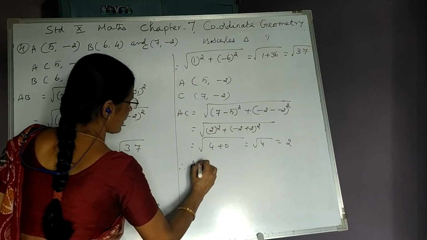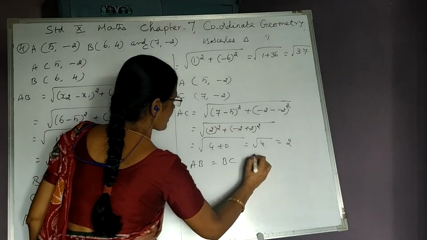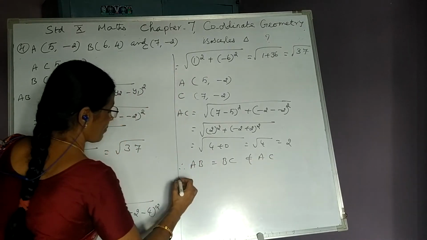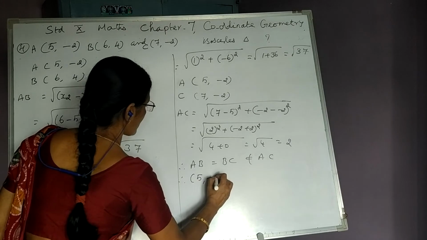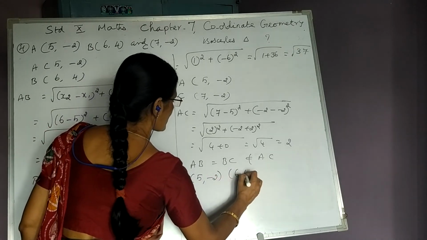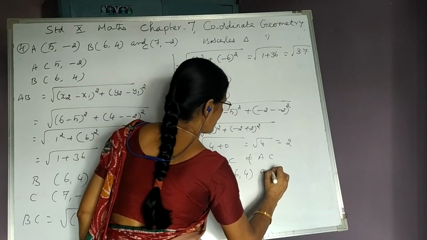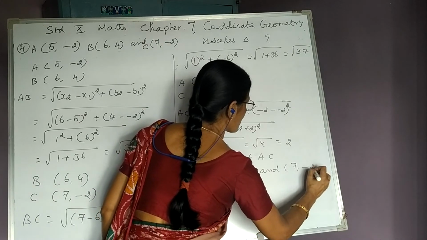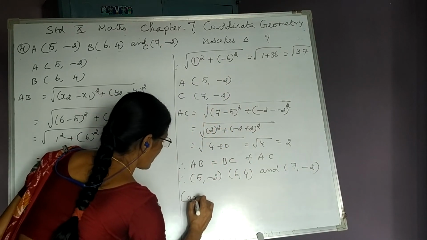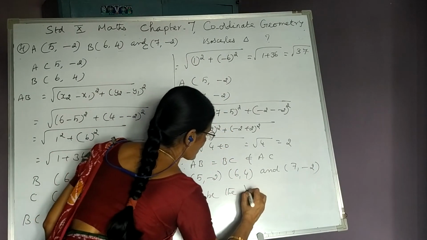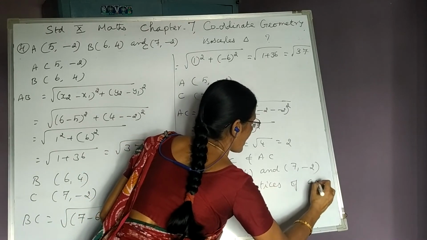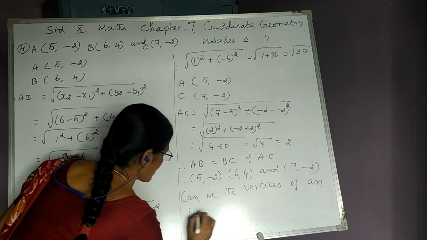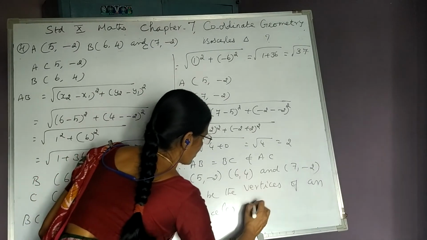Therefore, we got AB is equal to BC and not equal to AC. Therefore, (5, minus 2), (6, 4) and (7, minus 2) can be the vertices of an isosceles triangle.